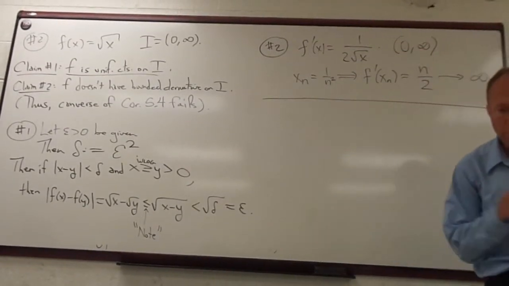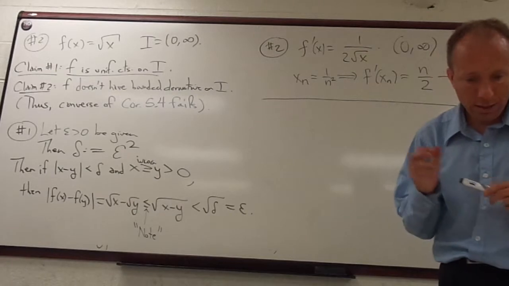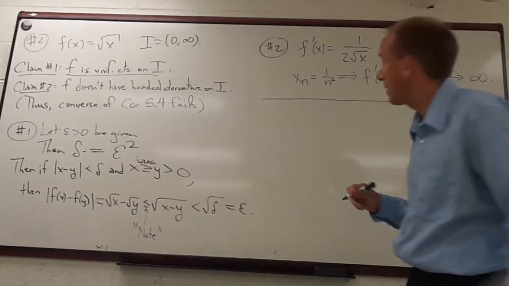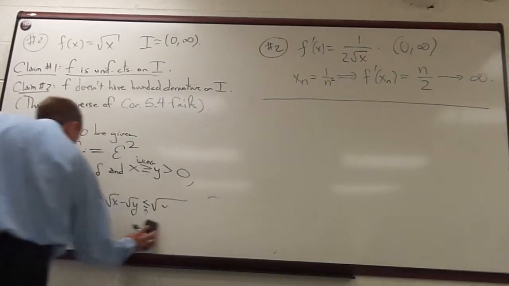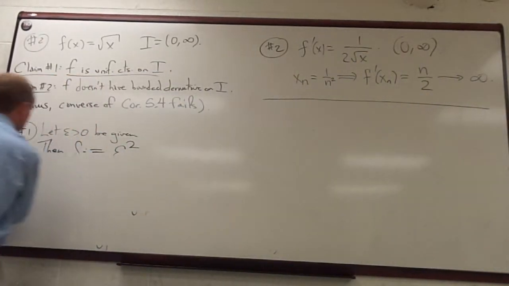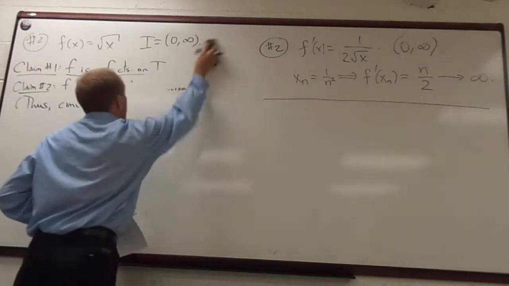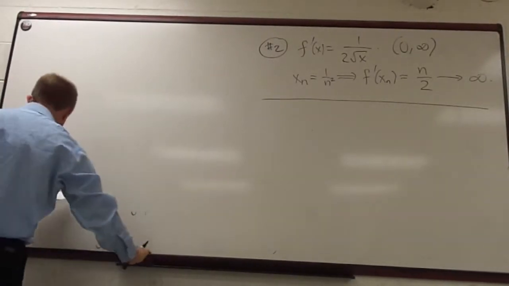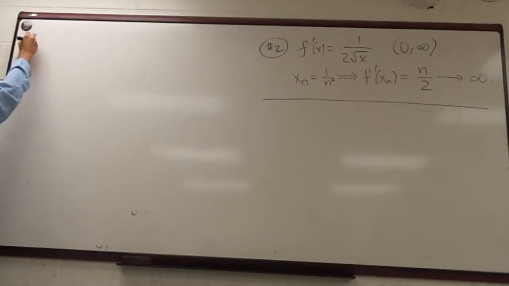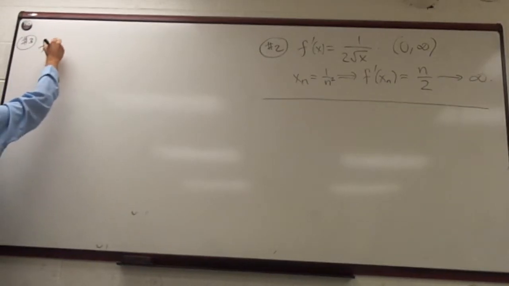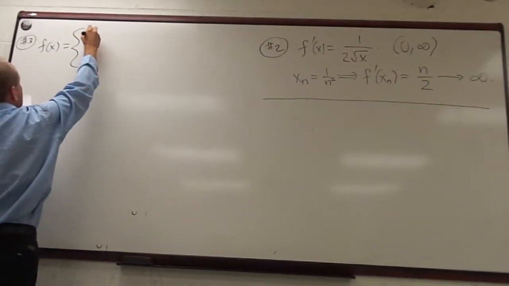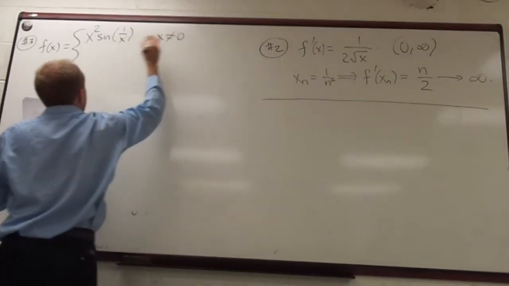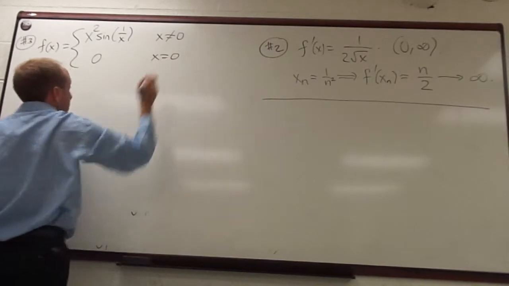Okay, if everybody's happy with that, then let's go on to problem 3. Guess I'll come over here again. Problem 3 is really just practicing derivatives a little bit. So we take f of x equal to, it's piecewise defined, x squared times the sine of 1 over x if x is not 0, and it's 0 if x is 0.